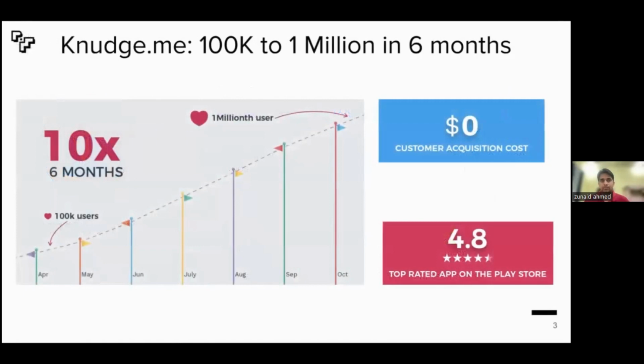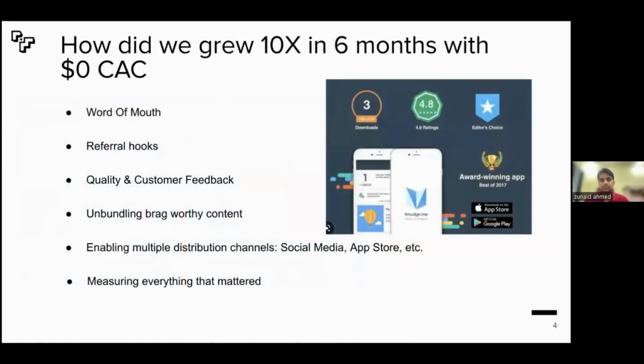I will first cover Nudge.me, the first product that I worked on, where we were able to achieve the organic growth, where we scaled the platform to more than 5 million users. At one point in time, we were able to scale the platform from 100K to 1 million only in a period of 6 months, where we had not spent any dollars on marketing. Our customer acquisition cost was zero. And at that point in time, we were even one of the highest rated edtech platforms across the globe on the Play Store. So I'll talk about what were the different levers that we deployed to achieve this exponential growth.